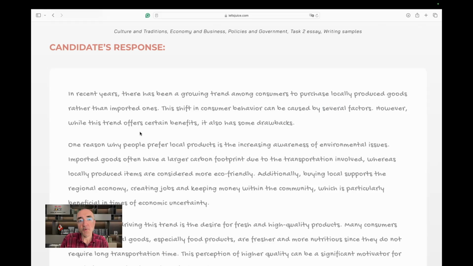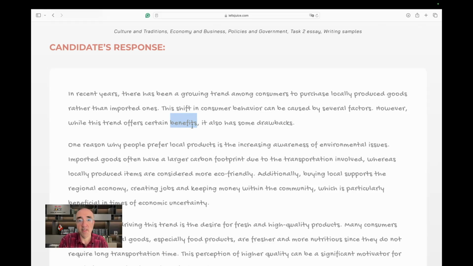However, while this trend offers certain benefits, it also has some drawbacks. Look at the vocabulary use here. This trend offers certain benefits. Certain is going to limit. There are a number of benefits, and we know how many, and it's certain and limited. But there are some drawbacks. Some is not that limited. So I feel vocabulary is telling me drawbacks are more than benefits.